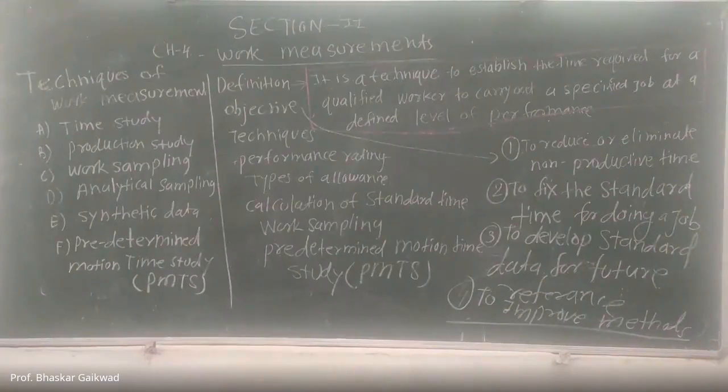Then, to refer to improved methods. Improved method means the present method is there, and then the improved method. So let us consider we can manufacture one job on a lathe machine. The same job we can manufacture on a CNC machine. So which is the improved method? Manufacturing the job on the CNC machine. This is the improved method because here accuracy is good, surface finish is good, and the time is less than the time required on normal machines.